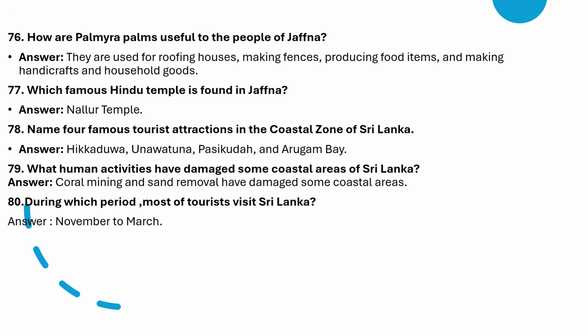Which famous Hindu temple is found in Jaffna? Nallur Temple. Name four famous tourist attractions in the coastal zone of Sri Lanka: Hikkaduwa, Unawatuna, Pasikuda, and Arugam Bay. What human activities have damaged some coastal areas of Sri Lanka? Answer: coral mining and sand removal have damaged some coastal areas.